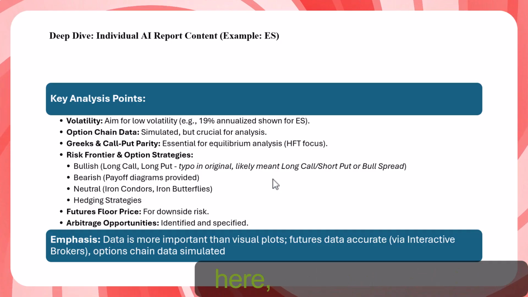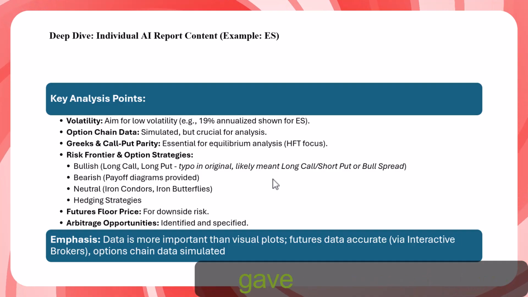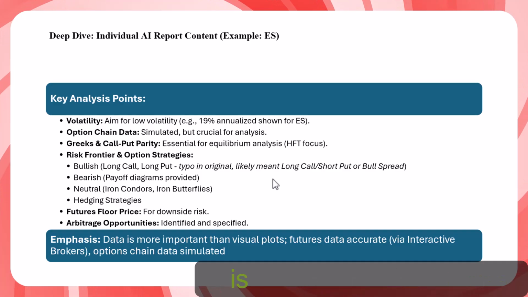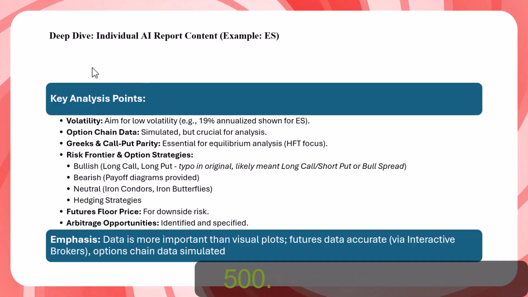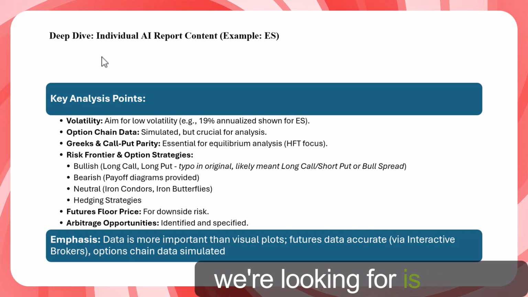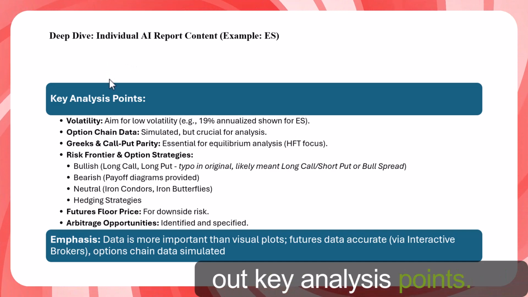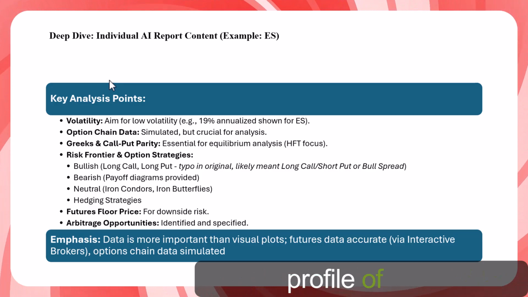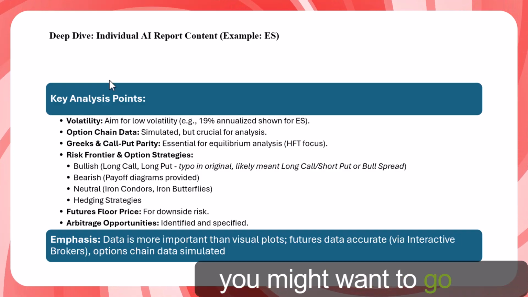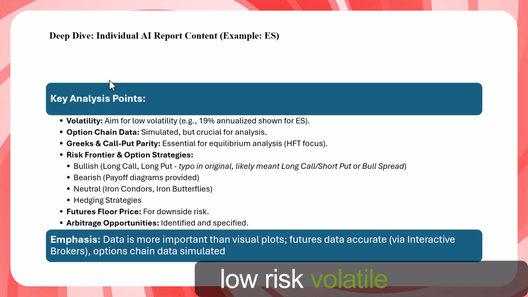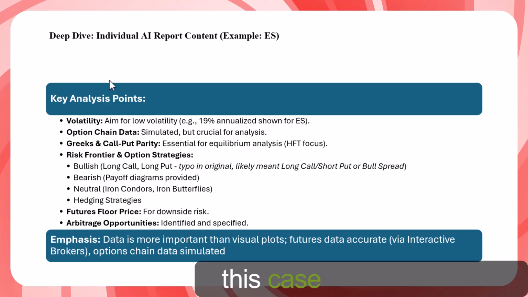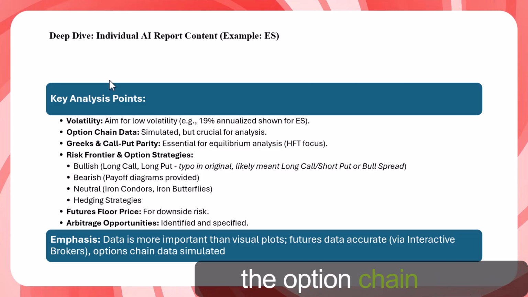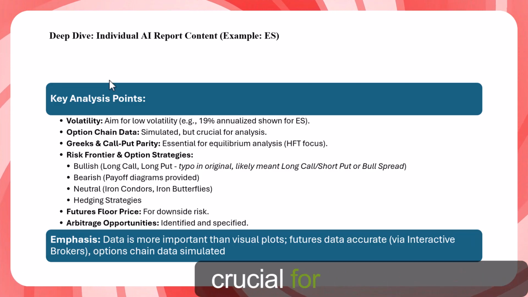It's really powerful. As an example, if we gave you one of the more popular options for futures, it is ES, which is the S&P 500. Out of that, what we're looking for is to build out key analysis points. We're looking at volatility. Depending upon your risk profile, you might want to go with low risk, low volatile assets. In this case, let's say the ES, S&P 500, to be 19%. We look at the option chain data. Although it's simulated, it's crucial for the analysis.